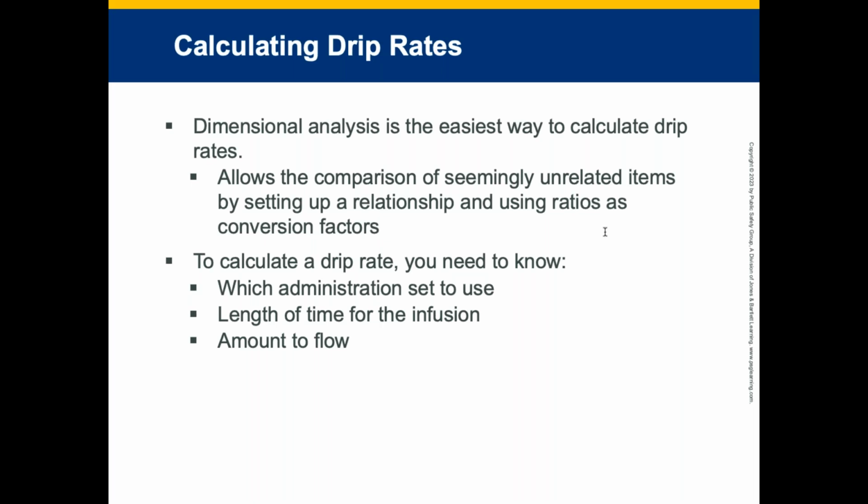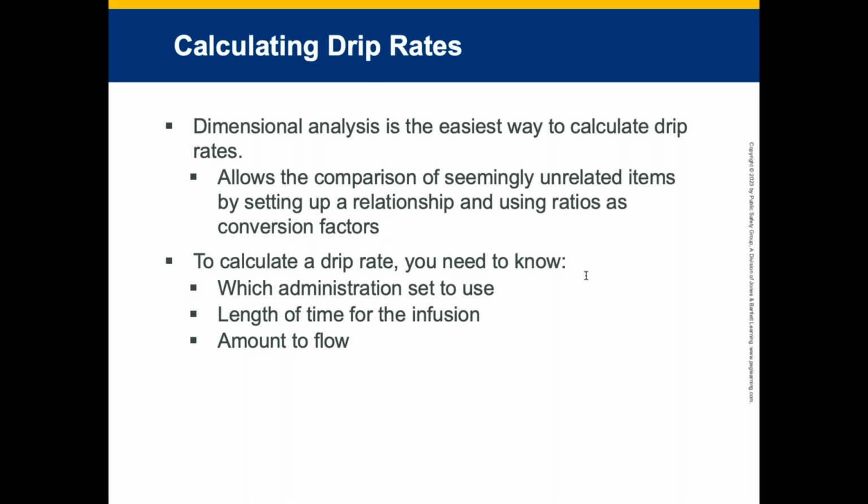To calculate a drip rate, you need to know which administration set you are using. Is it a 15 drop set or is it a 60 drop set? The length of time for the infusion, how long do you want it to go in for? 15 minutes, 20 minutes, 1 hour? 1 hour would actually be 60 minutes, 2 hours would actually be 120 minutes. You've got to break that stuff down. And the amount of flow, how much do we want to give?